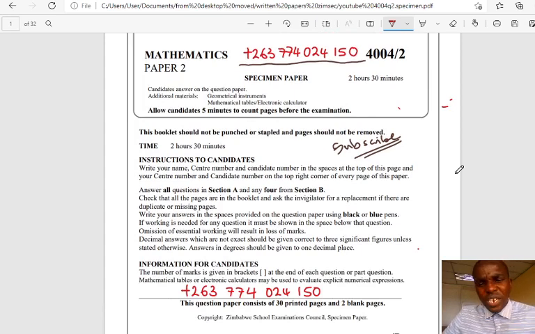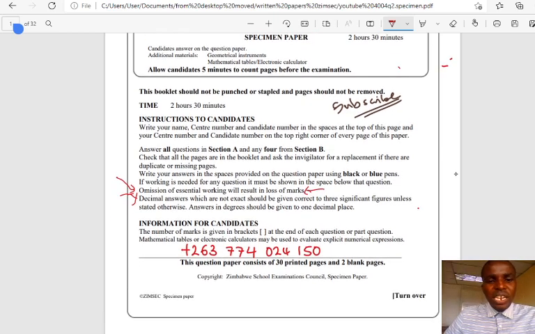Then, when answering these questions, the first thing is to note the instructions. Note the instructions always, especially on the degree of accuracy. If it's not given, like this one, decimal answers which are not exact should be given correct to 3 significant figures unless otherwise stated. Answers in degrees should be given to 1 decimal place. Also, omission of essential working will result in loss of marks. So step by step, no shortcuts in maths. Step by step, please.